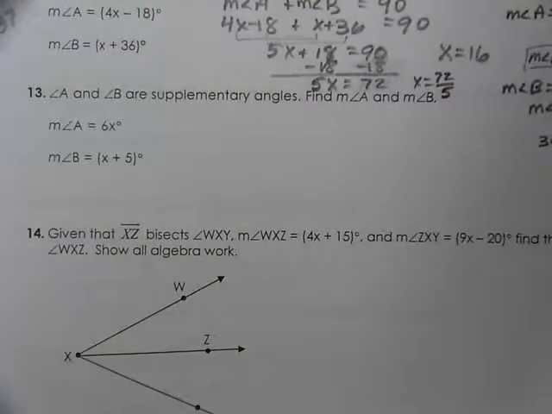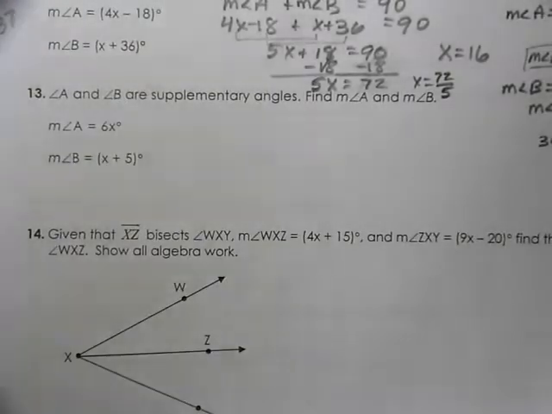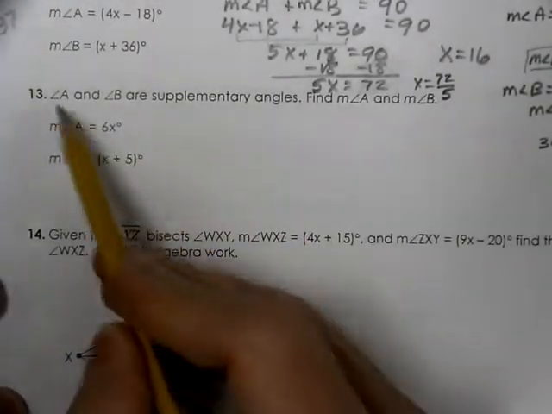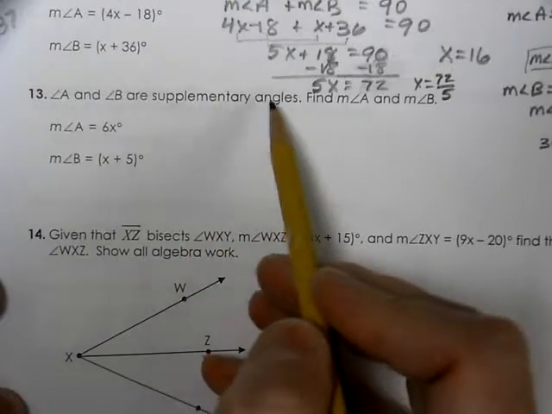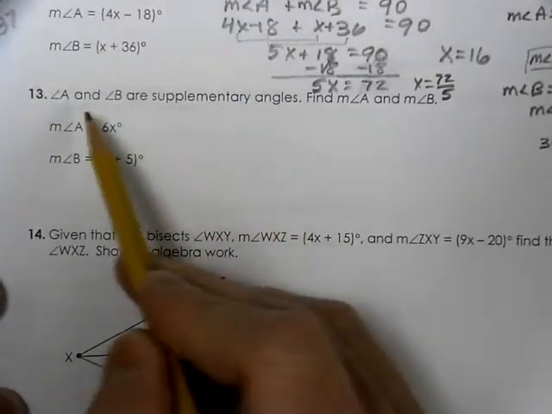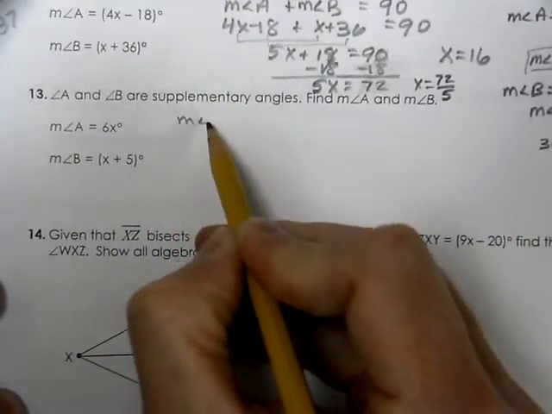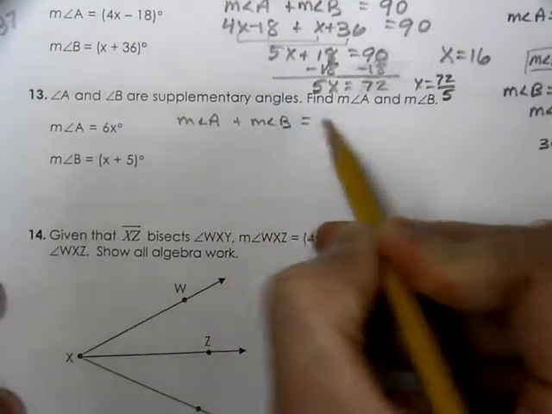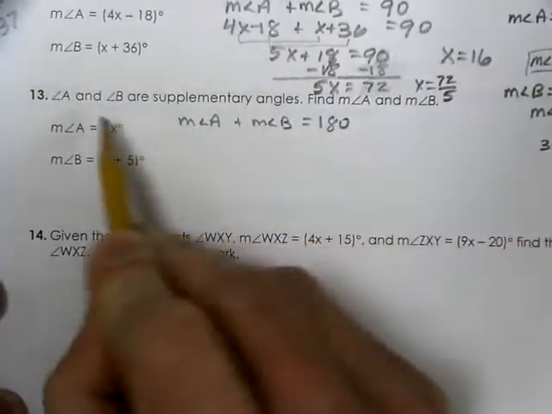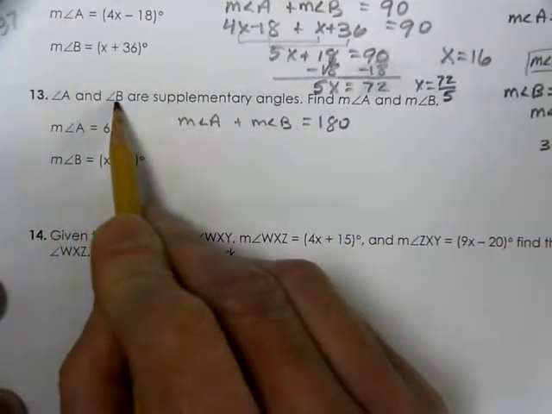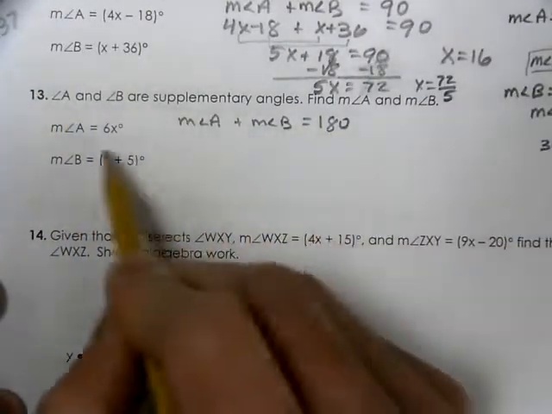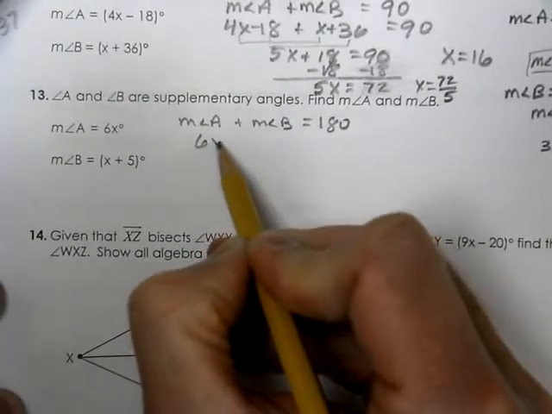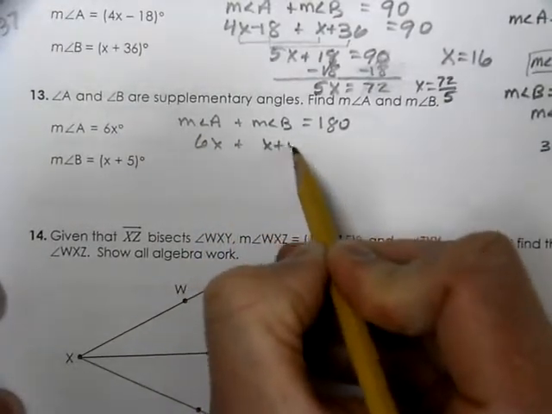This is semester 1, geometry midterm review, starting with number 13. We notice that A and B are supplementary angles. Supplementary means two angles that add up to 180 degrees. So we're going to try to show our steps here and say that the measure of angle A plus the measure of angle B equals 180. Then we can substitute in our values.